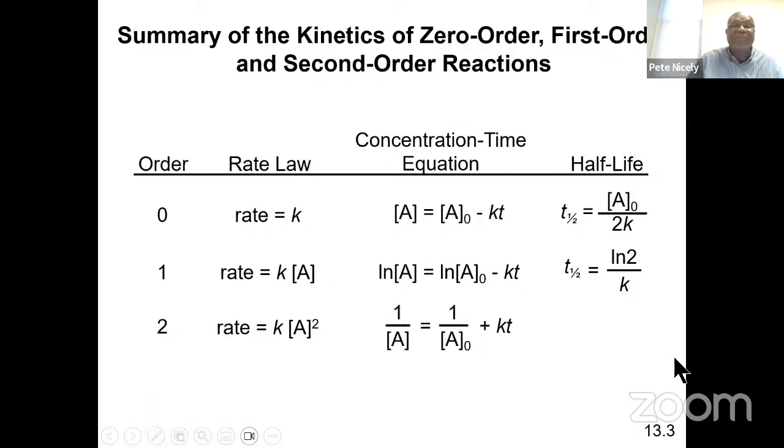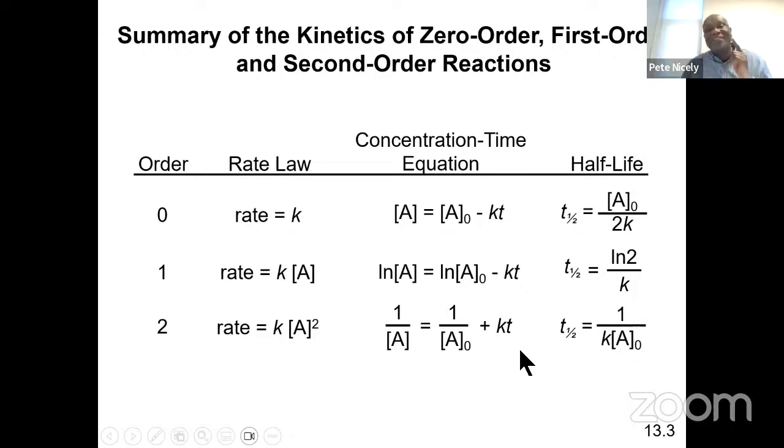Okay, so this would be the integrated rate equation, right? 1 over the concentration of A is equal to 1 over the initial concentration of A plus kt, right? And in this particular case, the half-life is equal to 1 over k times the initial concentration of A, all right? So these two are the equations that you would use for whatever calculation is involved with a second order reaction.